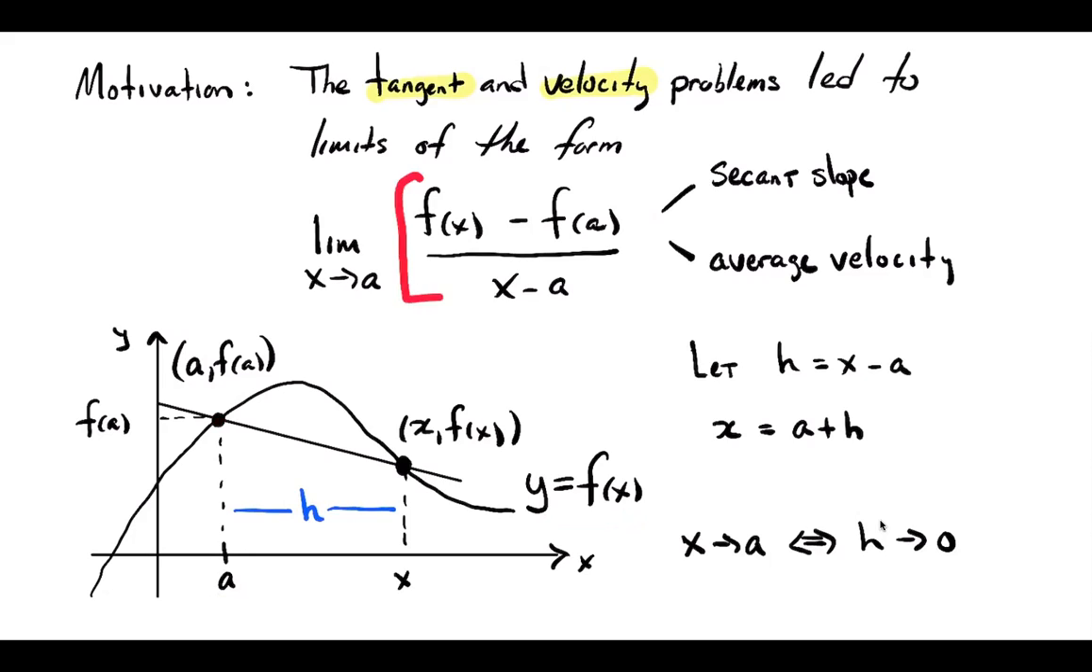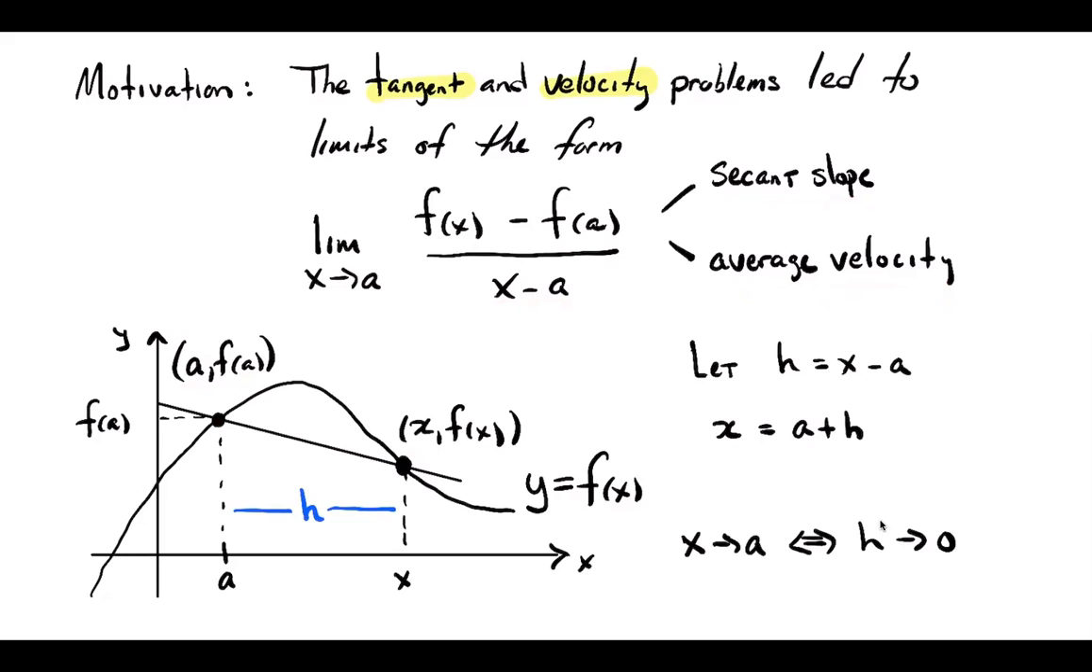The secant slope between the point a comma f of a and x comma f of x is given by the change in y over change in x. So I take my f of x minus my f of a, that's my change in y coordinates, yeah? And then I have to divide that by my x minus a, my change in x coordinates. That's a secant slope in general. If f is a position function, I'd call that the average velocity over the time interval from a to x. So the tangent and velocity problems led us to considering these limits of change in f over change in x, change in output over change in input.